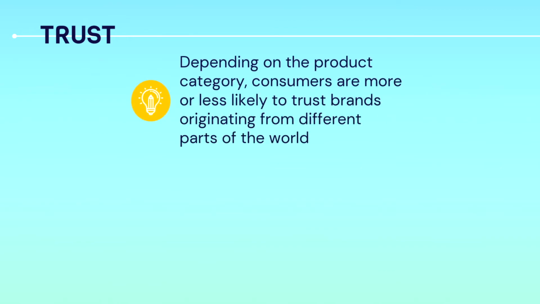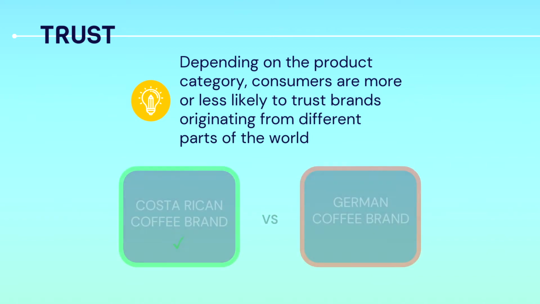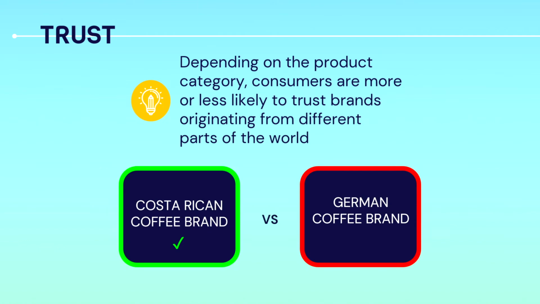In order to truly understand these negative effects, we must also understand the role of consumer trust. Studies show that, depending on the product category, consumers are more or less likely to trust brands originating from different parts of the world. For example, I am more likely to trust a Costa Rican coffee brand than a German one, because Costa Rica has a reputation for producing quality coffee.